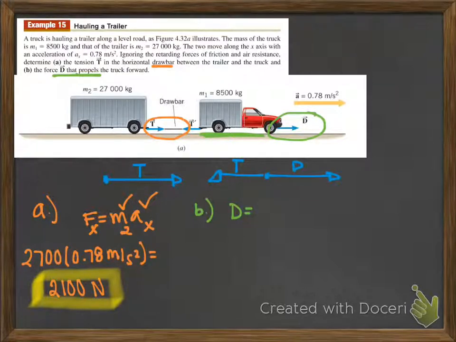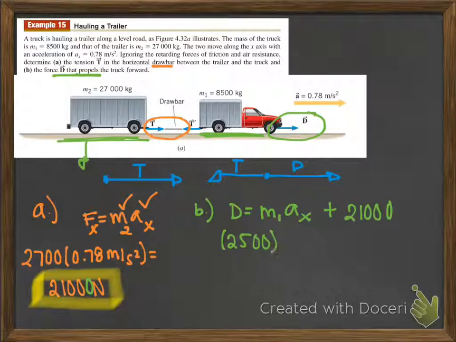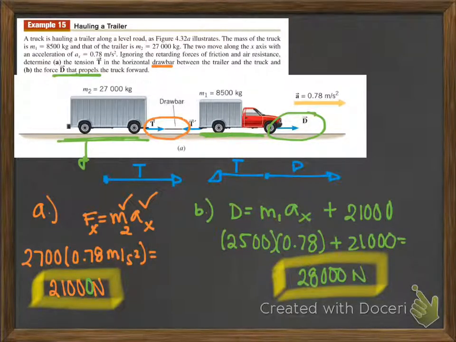Now in part B, it asks you the force of D that propels the truck forward. We know that D is all the way over here in green, and it's pulling the entire truck plus the trailer that is connected with the drawbar. So D is all of the forces added together. In this case, it's the mass of the truck times the acceleration of the truck plus the force of the trailer, which we already calculated in part A. And that added together will give you the force of D, which is 28,000.